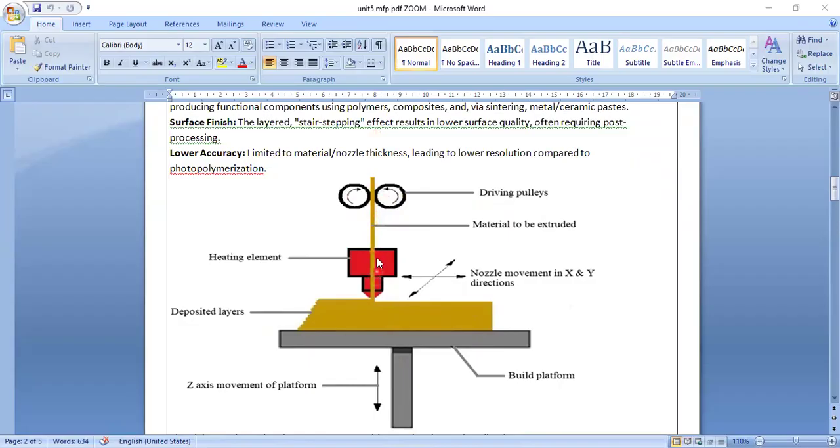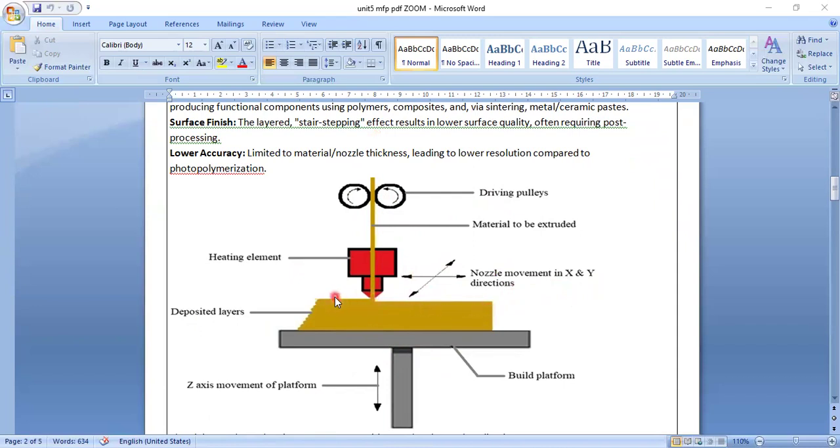This filler material is coming. It is a heating material. In this heating material, the wire is coming, melting, and depositing as liquid. Layer by layer, you can see how the axes are shown, with nozzle movement in the x, y, and z directions.